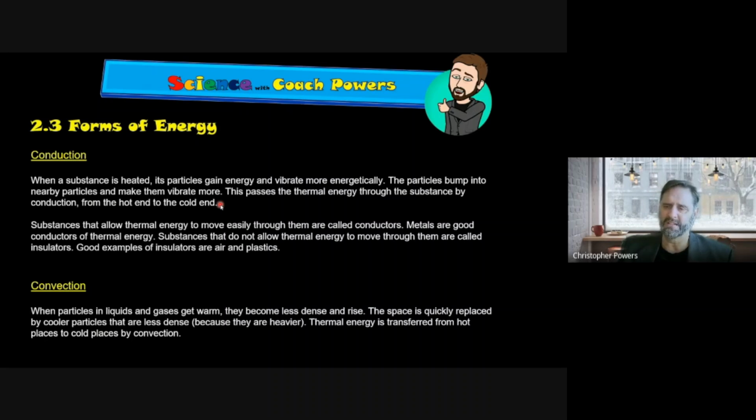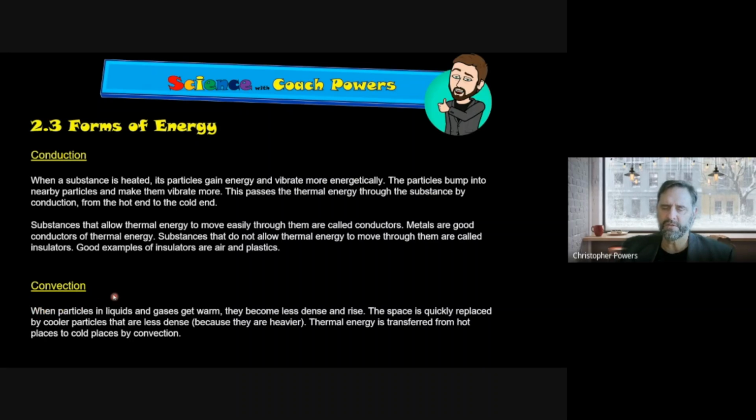We will talk about solids, liquids, and gases. A solid, like an iron poker, as we saw in that diagram, will touch the heat, become hotter, and the heat will be transferred up the metal rod. Basically, molecules and particles are moving more and transferring this energy. Good examples of insulators are air and plastics. Conductors are metal. That's a good conductor.